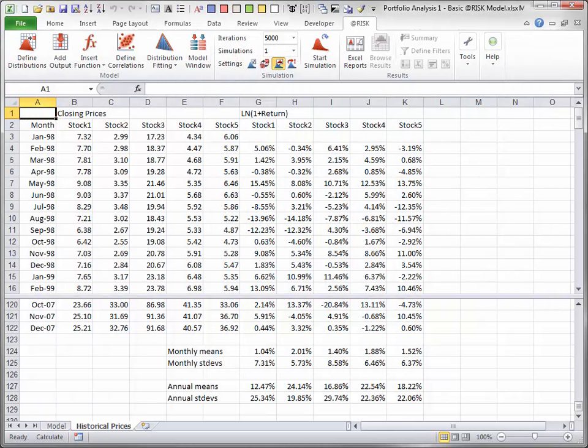This video illustrates how @RISK can be used to examine a financial portfolio of stocks. An investor is going to purchase shares of 5 stocks and then sell them in 6 months. To hedge the risk of this portfolio, the investor is thinking about purchasing put options on the stocks. These have value if the stock prices decrease, as will be discussed in more detail later in the video.